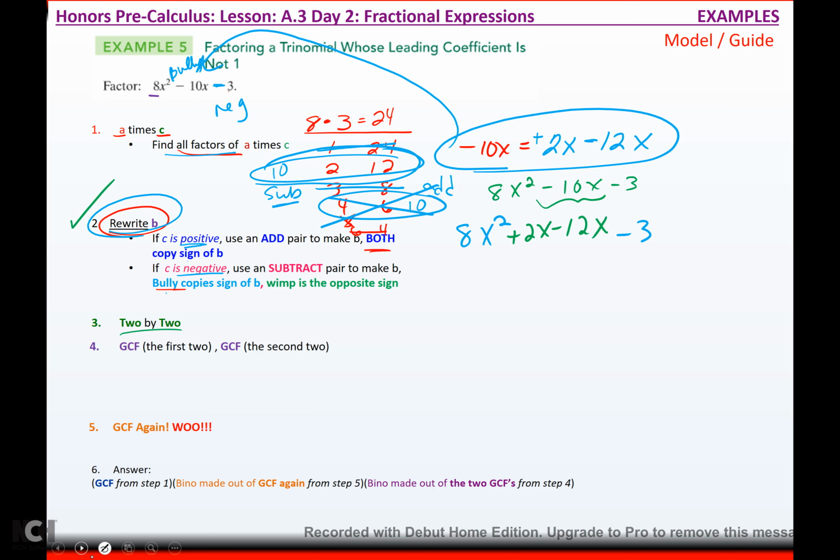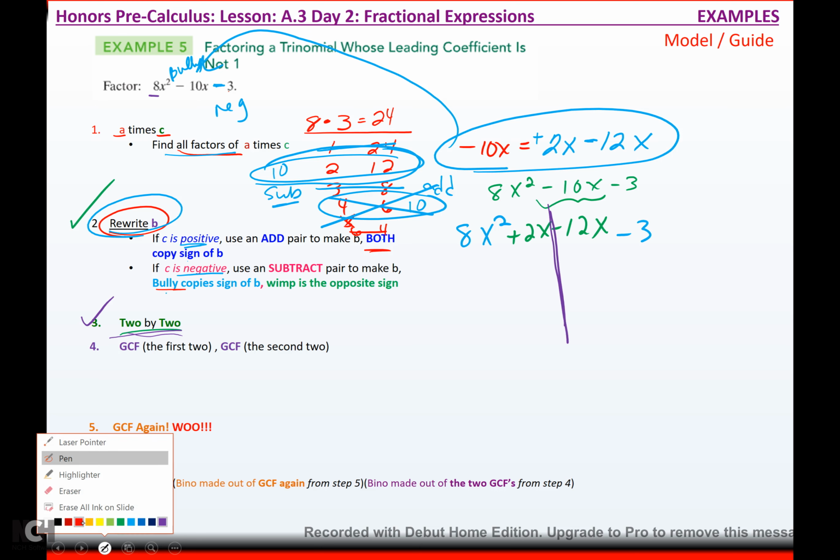Step 3 says 2 by 2. If you notice, we just turned our trinomial into a polynomial with 4 terms. Once you get to 4 terms, it's the grouping technique, which says 2 by 2. And you see I literally put 2 terms on the left side of the bar and the other 2 terms on the right side of the bar. Okay, that's what 2 by 2 means.